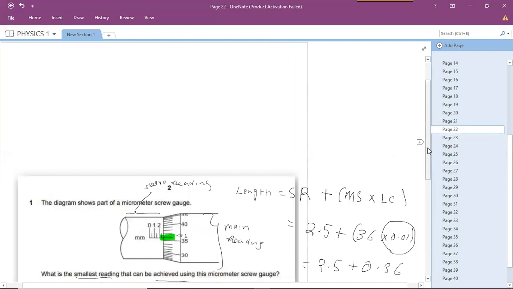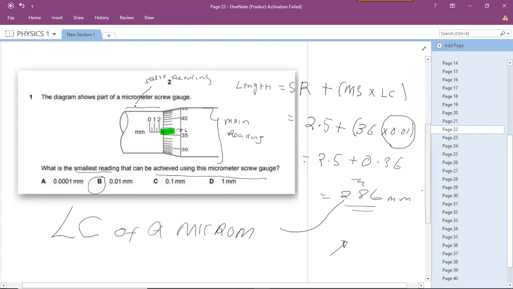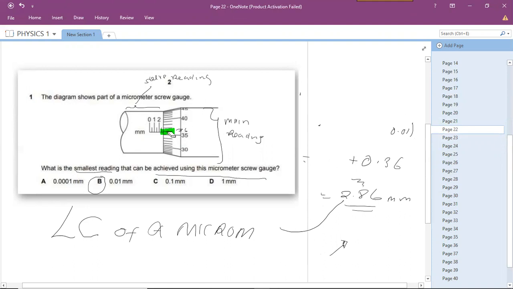We are together? Yes, but I'm behind. Where? Where did you get 2.5? All right, the 2.5. So remember, we have a certain formula that you have to write down.